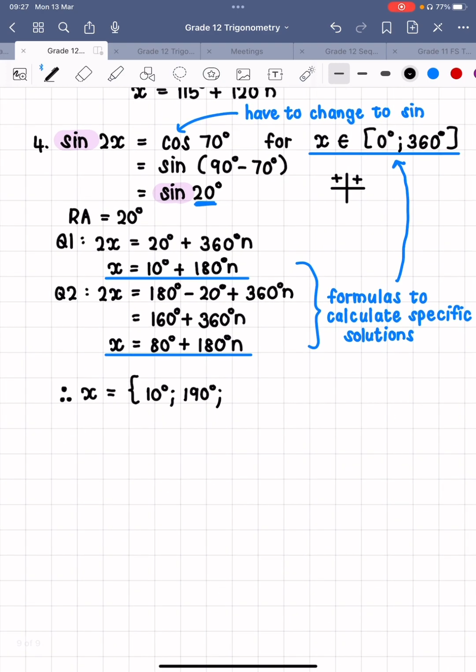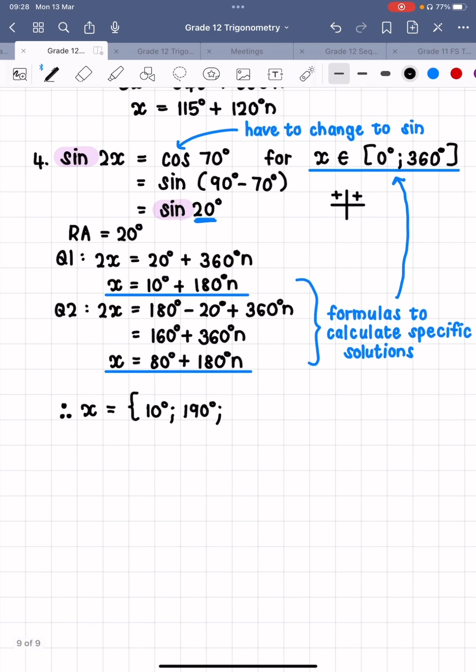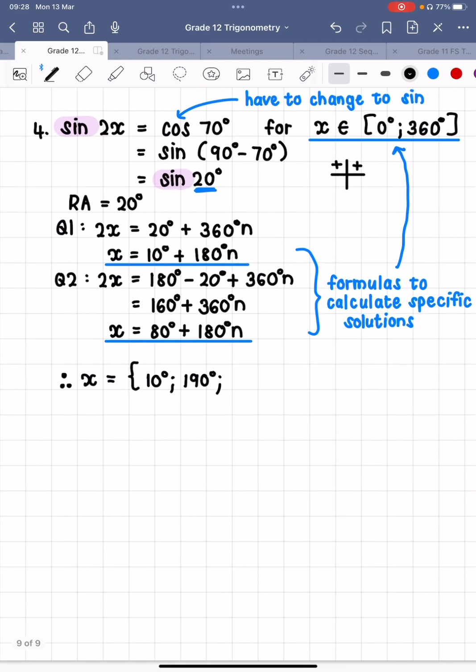All right, I got 2 answers from that first equation. You are only going to sub in whole numbers, guys. You're not going to sub in like a half or a quarter. All right, n has to be an integer, so whole numbers. Now we need to do the same thing with the second equation, the 80 plus 180n.